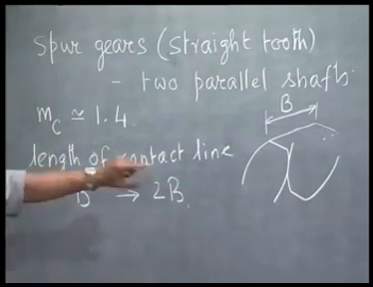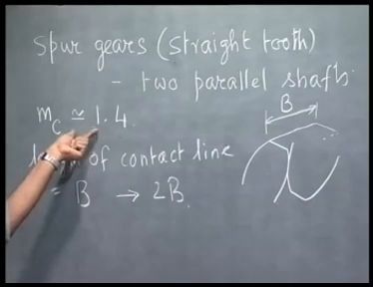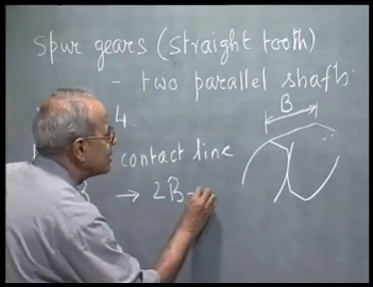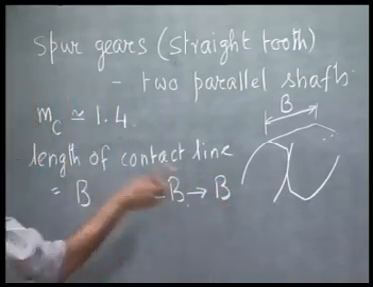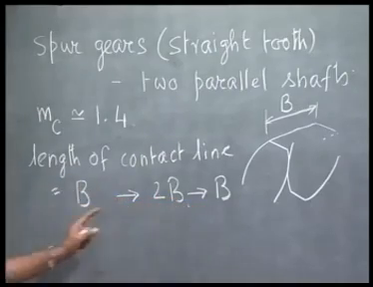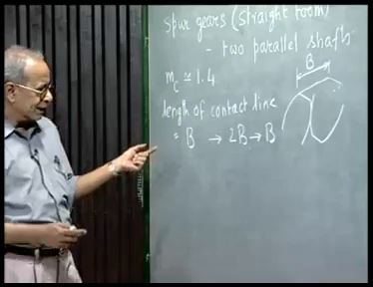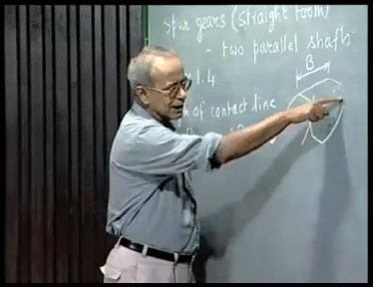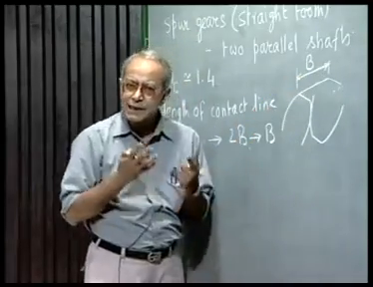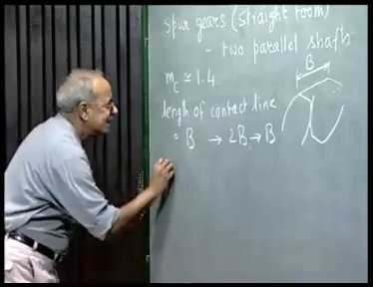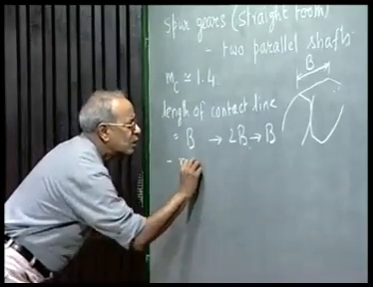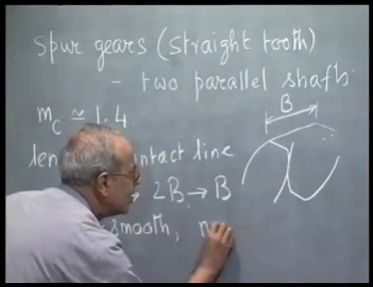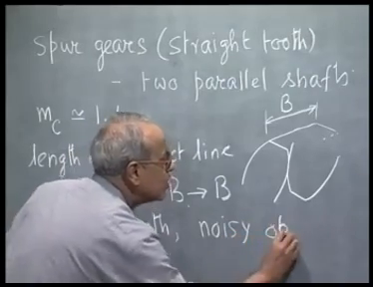Then again when one pair of gear teeth comes in contact, because contact ratio is not 2, it is 1.4, for some part of the cycle it will again come back to one pair of teeth in contact, so the contact line length will change from 2B to B. So this way the length of the contact line suddenly changes from B to 2B and again suddenly from 2B to B, because the contact along the entire length of B takes place at the same instant. This results in non-smooth, noisy operation.